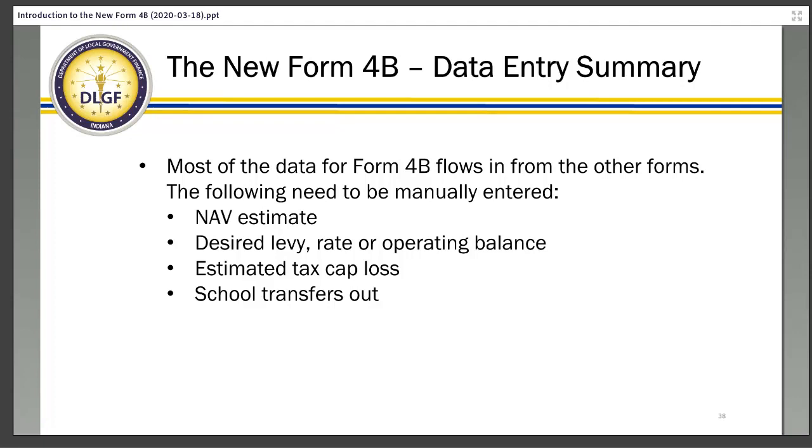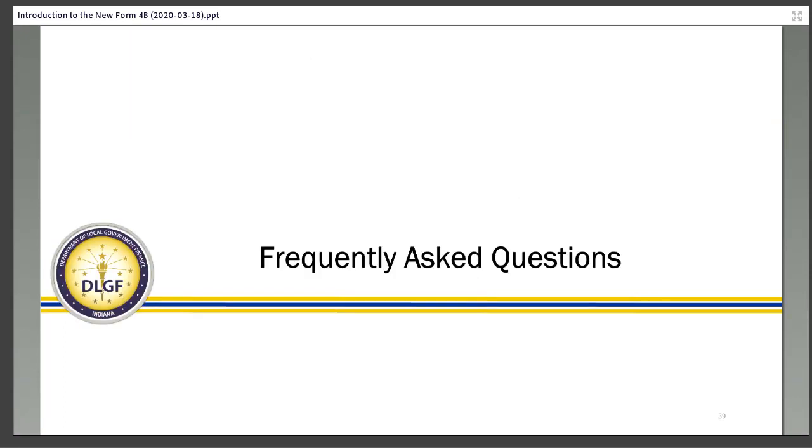Okay, so while the 4B is still going to be populated from external sources or from our input forms, the units will be manually populating their AV, target tax rate, levy or operating balance, circuit breaker loss, and for schools planning transfers, they will need to populate that information as well. Okay. Just a couple more slides, and then we'll be done.